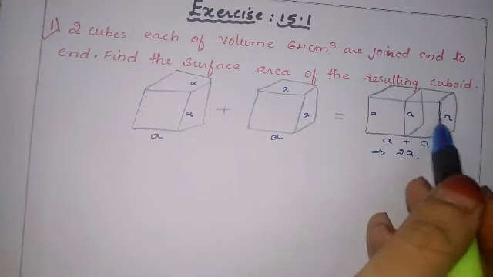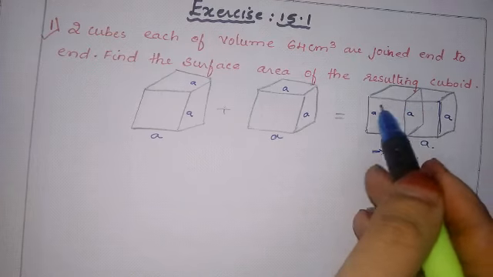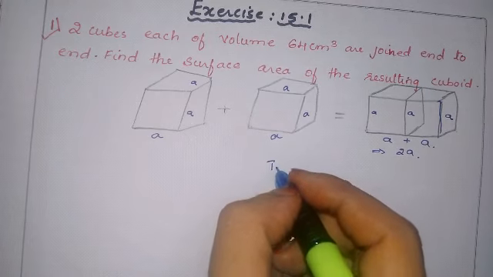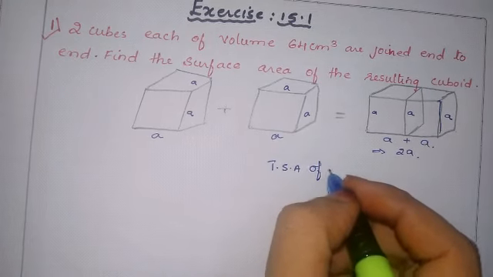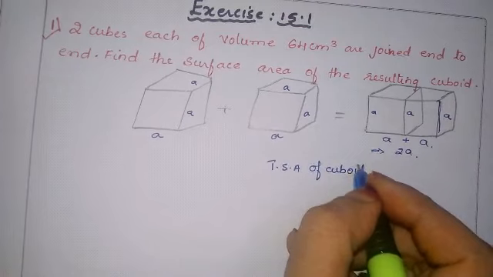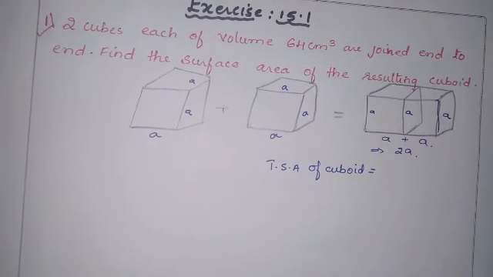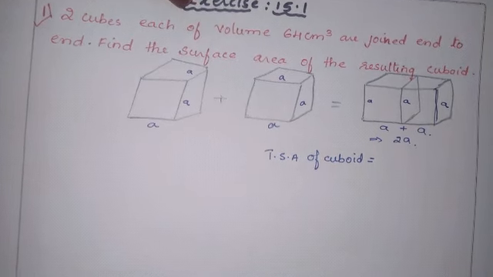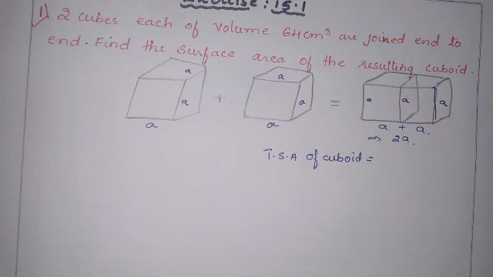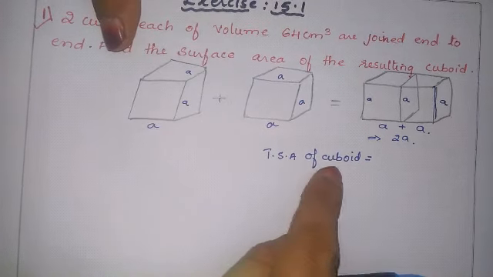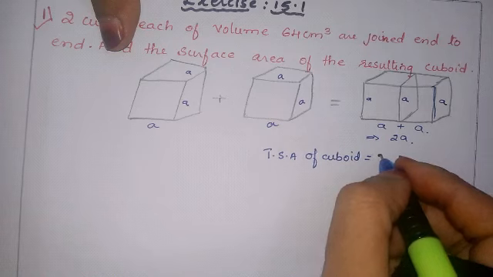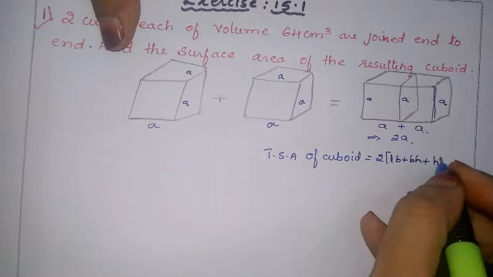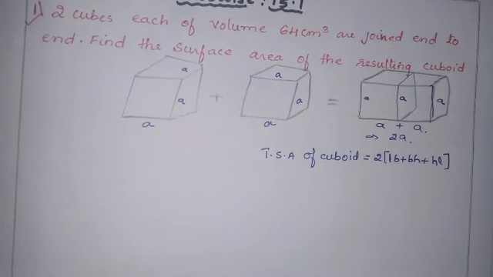They ask us to find the total surface area of the resulting cuboid. What is the formula for total surface area? To solve all these exercise problems, first we should know the formulas. Unless and until we know the formula, we cannot solve the problem. So the total surface area of a cuboid is 2(LB plus BH plus HL). This is the formula we have to use.